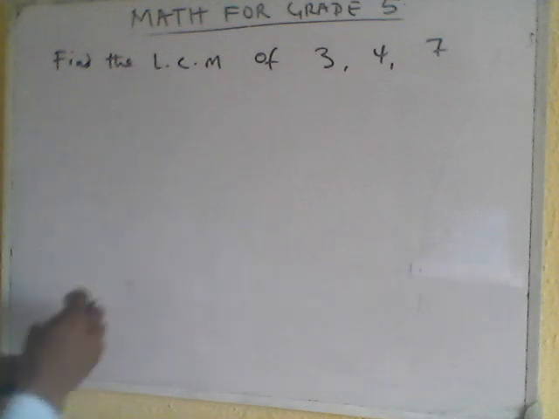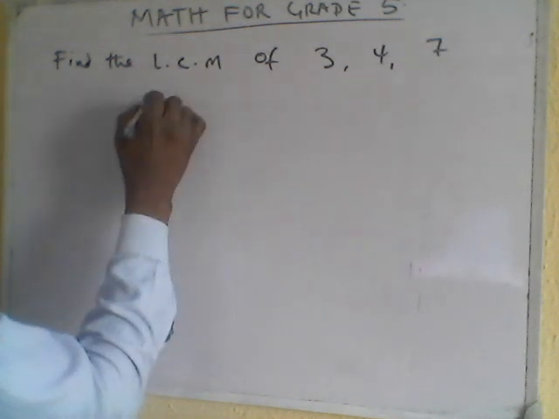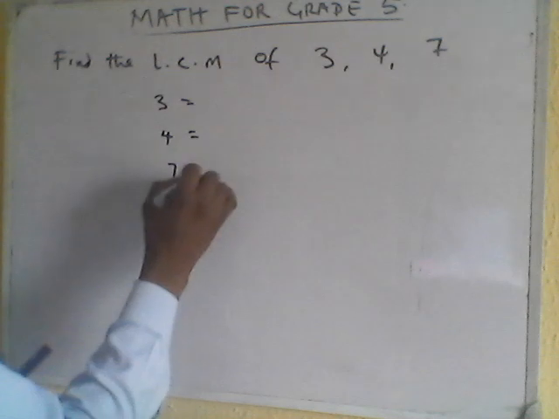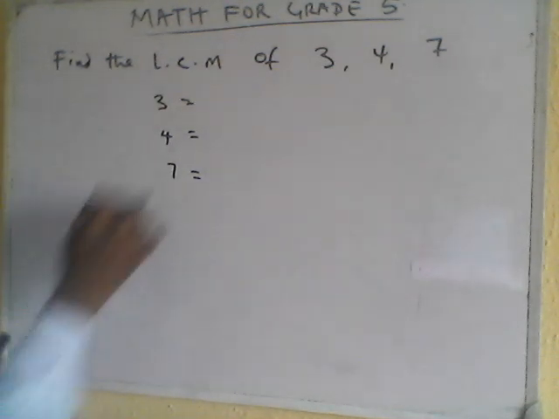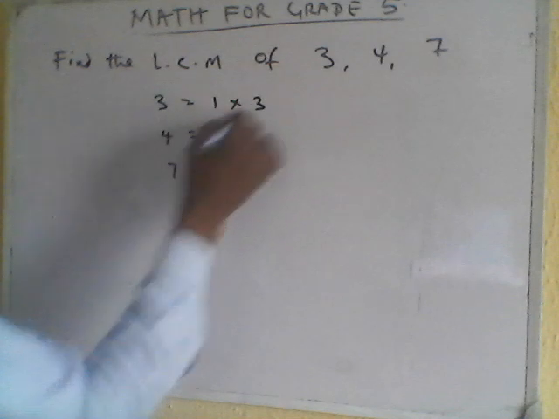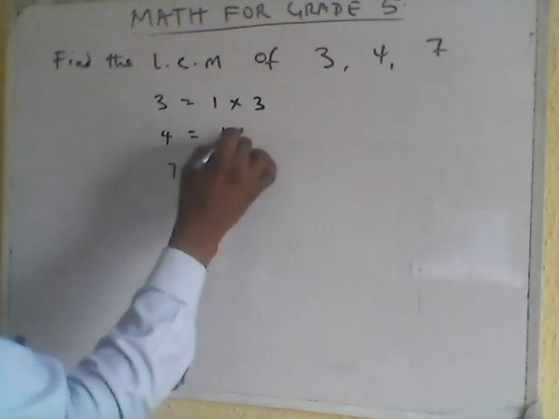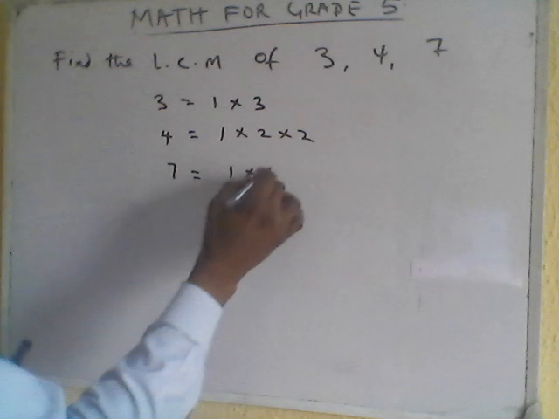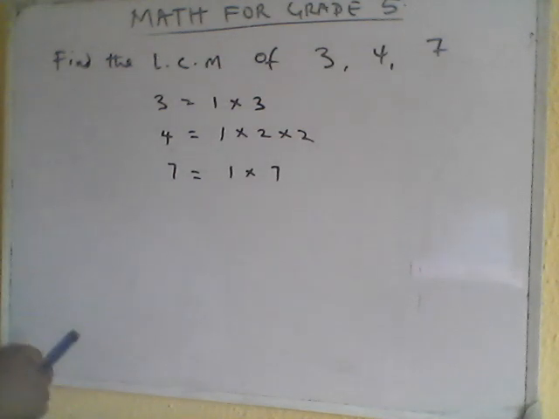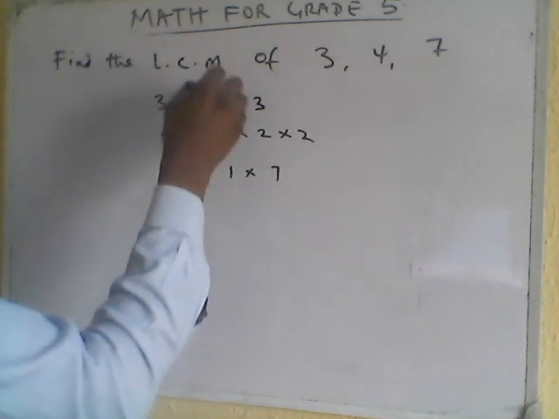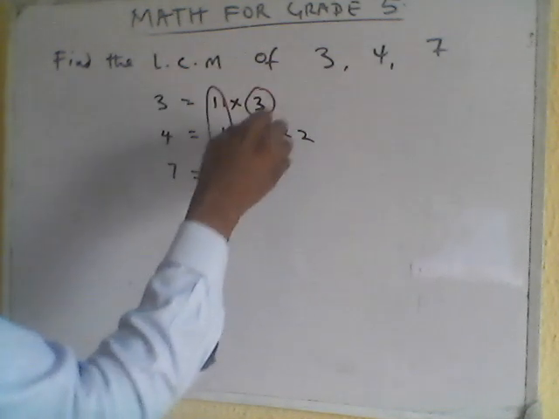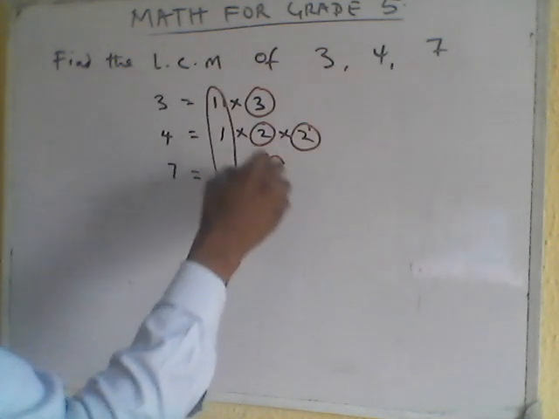So this one I have, find the LCM of 3, 4, and 7. So I write 3, 4, and 7 is equals to. Factors of 3, 1 times 3. Factors of 4, 1 times 2 times 2. Factors of 7, 1 times 7. So I'm going to be picking the common ones and the independent ones. So across I have, this is common, this one is independent, independent, independent, independent.